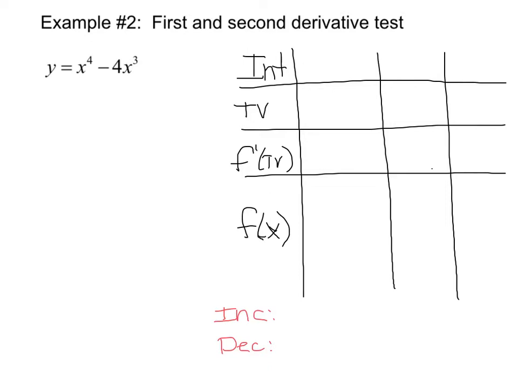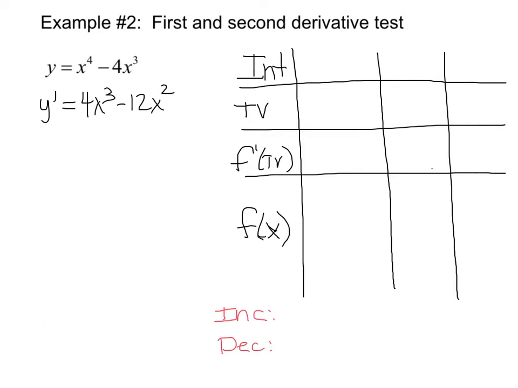So we want to look at where the derivative is equal to 0 or undefined. So let's first take the derivative. That's 4x cubed minus 12x squared. And again, that's a polynomial function. It is going to be defined over its entire domain, so there are no restrictions, so it won't ever be undefined. Let's take a look at where that's equal to 0.